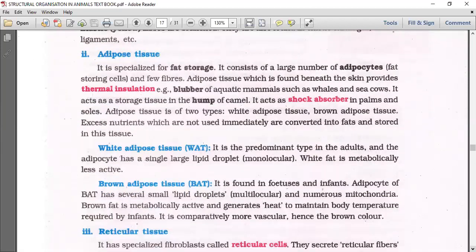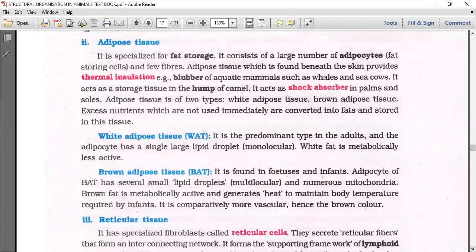Next, the second type of tissue in the loose connective tissue, that is adipose tissue. Adipose tissue is specialized for fat storage. It consists of a large number of adipocytes, what we say fat storing cells, and few fibers.